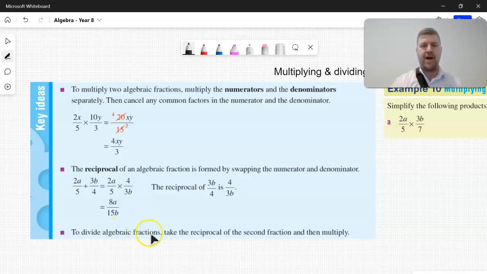When we're dividing algebraic fractions or just fractions in general, we take the reciprocal of the second fraction and then multiply. Now, there's multiple ways of doing this. I find this is the easiest way to do it. So we multiply by the reciprocal of that second fraction. What is a reciprocal? The reciprocal of an algebraic fraction is formed by swapping the numerator and the denominator. So in this example where we see 2a over 5 divided by 3b over 4, we've simply swapped the numerator and the denominator in this second fraction. Not in both fractions, just in that second fraction, and then it becomes multiply. So then I can do numerator times by numerator and denominator times by denominator. It's as simple as that.